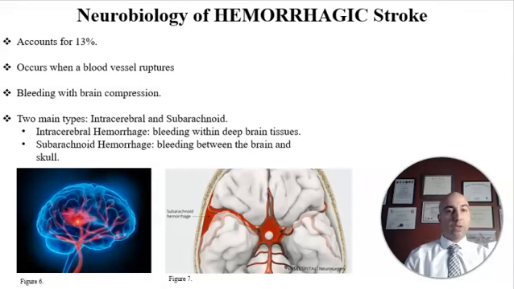As we can see in figure 6, the bleeding is deep in the brain, whereas in figure 7, the hemorrhage is between the brain and the skull. Although ischemic and hemorrhagic strokes arise from different causes, they share the potential to cause devastating outcomes.